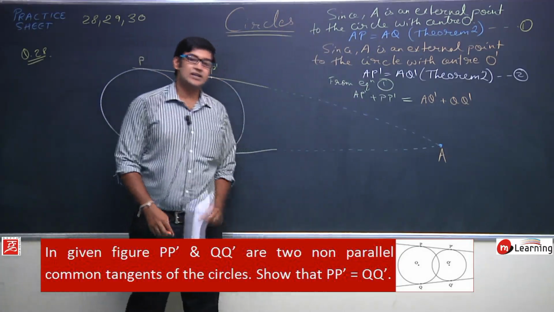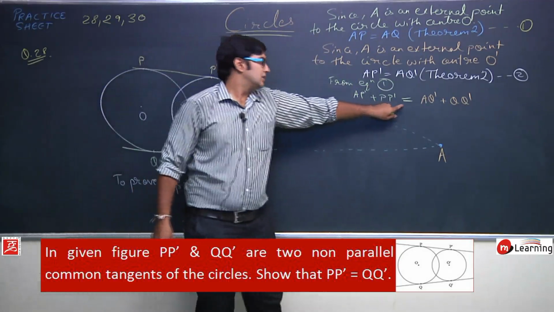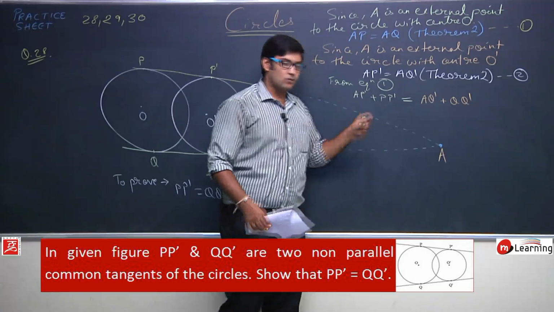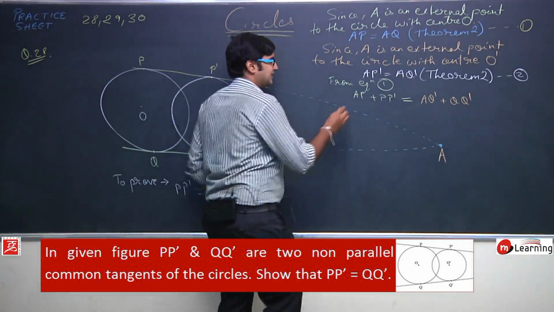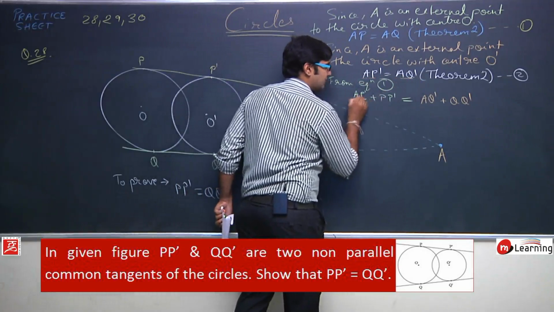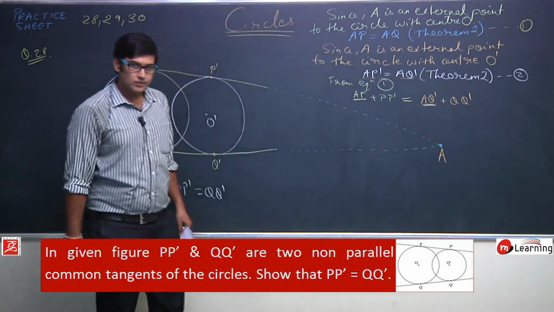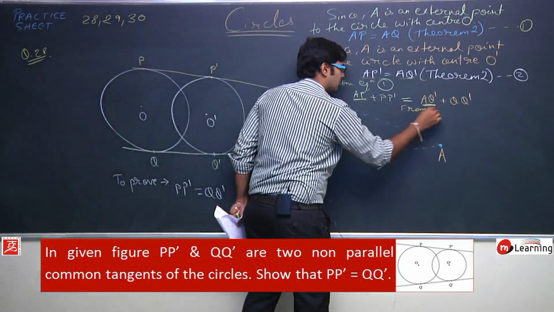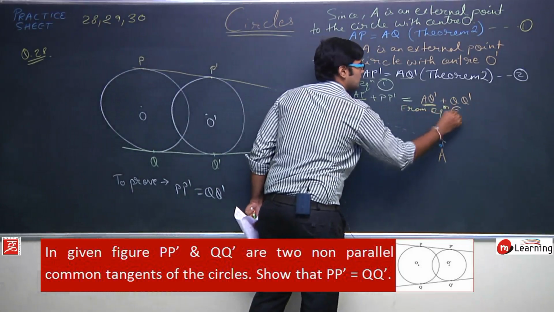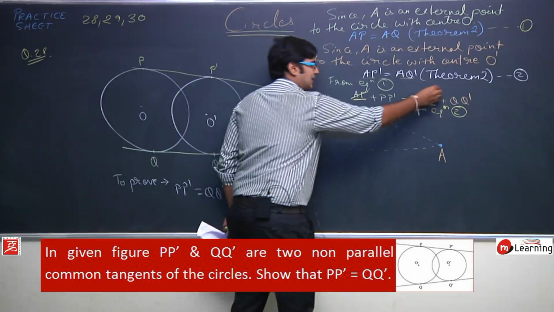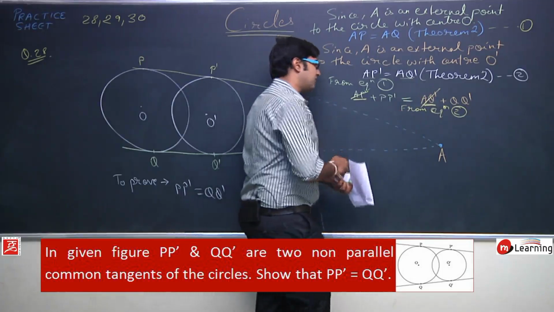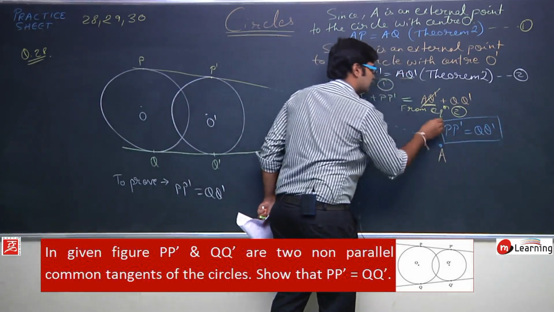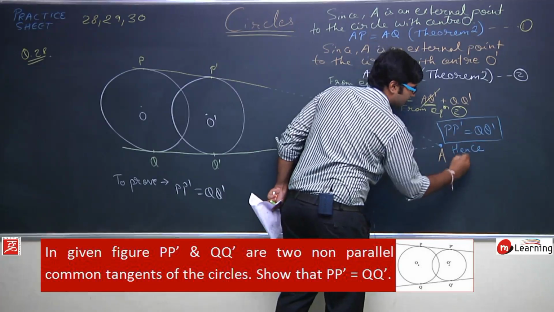In place of AP I have written AP dash plus PP dash, and in place of AQ I have written AQ dash plus QQ dash. Now in this condition you can see that AP dash and AQ dash are equal. AP dash is equal to AQ dash. So from equation 2 I can cancel this AP dash and AQ dash, and finally I will be left with PP dash is equal to QQ dash. So this is the proof.